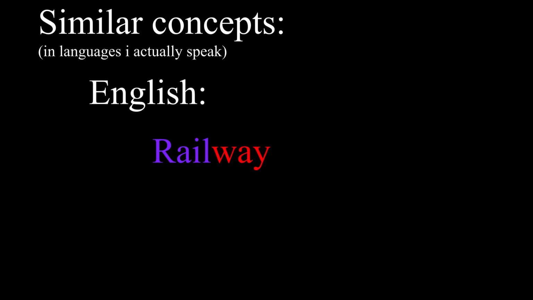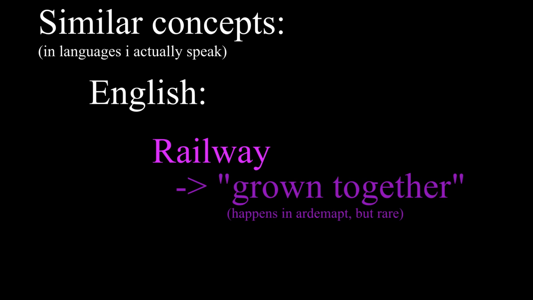So compounding can be compared to maybe English and then a German concept. An example of technically a compounded word in English is railway, which is essentially connected out of the word rail and out of the word way. That is exactly how compounding also works for Ardemapt. Now, of course, railway is its own English word. It has essentially grown together out of those two base words.